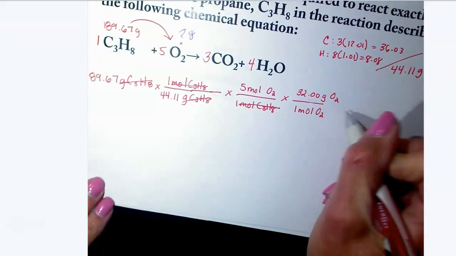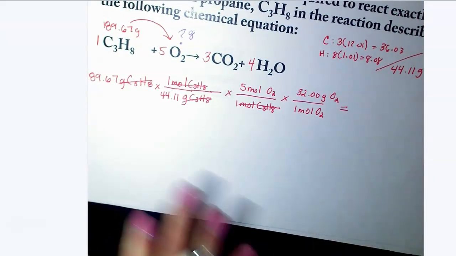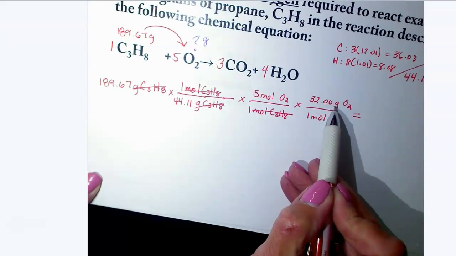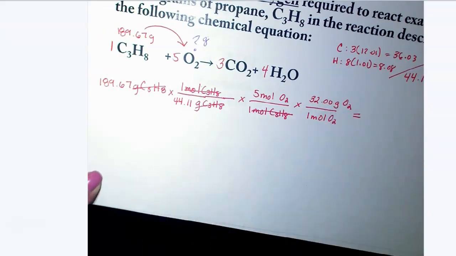Okay, so now it's all math. I'm going to multiply everything I have on the top straight across and divide by anything that I have on the bottom. I started with 5 sig figs, so I'm going to end with that. So 198.67 times 5 times 32 divided by 44.11.